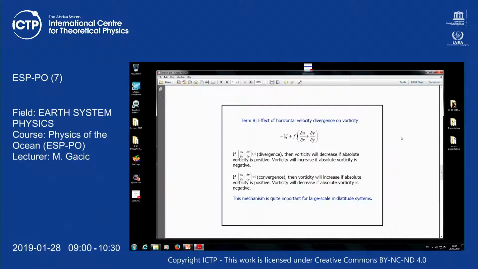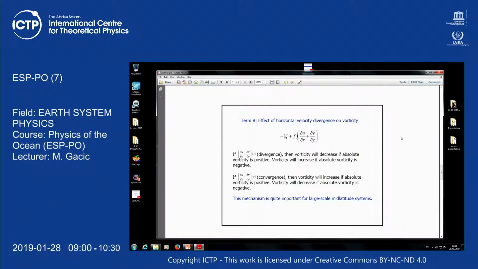So this mechanism is very important for large-scale mid-latitude systems, but it is important also for some smaller scale areas where you have, for example, strong sinking of the water column. If there is a basin like the Adriatic or Labrador Sea, and there is an outflow of very dense water from the relatively shallow area, when this water leaves the basin, it sinks very strongly, which creates vertical stretching of the water column, and then you have positive vorticity.